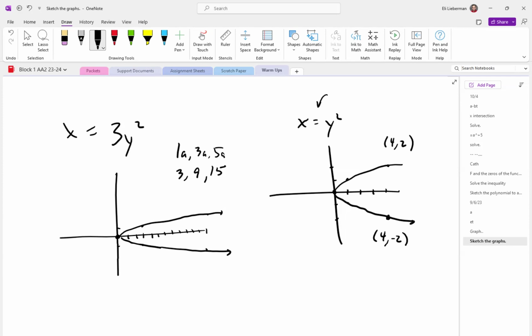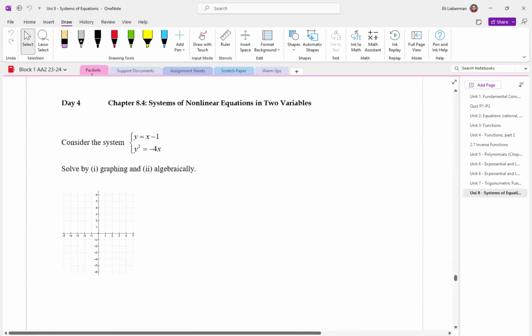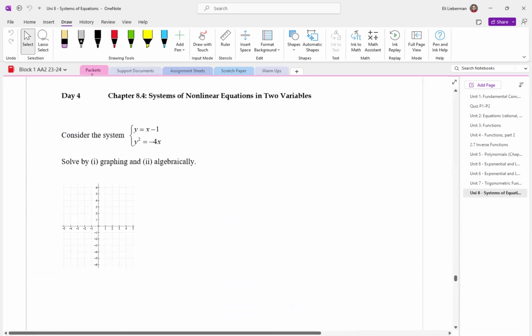Any questions? Okay, perhaps your question might be, can we get started on the packet, please, Mr. Lieberman? The answer to that question is absolutely. Look at this right off the bat. We're doing systems of nonlinear equations in 2 variables. Let's see if we could graph this already.